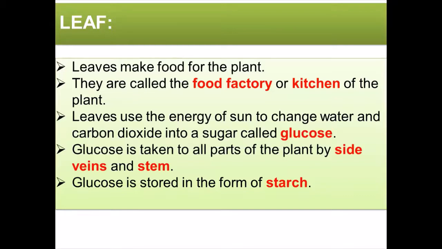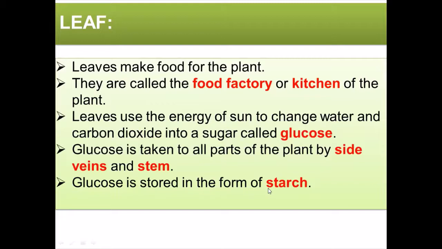Now, leaves make food for the plant. That's why they are known as the food factory or the kitchen of the plant. Leaves use the energy of the sun to change water and carbon dioxide into glucose. Glucose is taken to all parts. We have already learned about the functions of the side veins and midrib. Glucose is taken to all parts of the plant by side veins and stem, and glucose is stored in the form of starch.